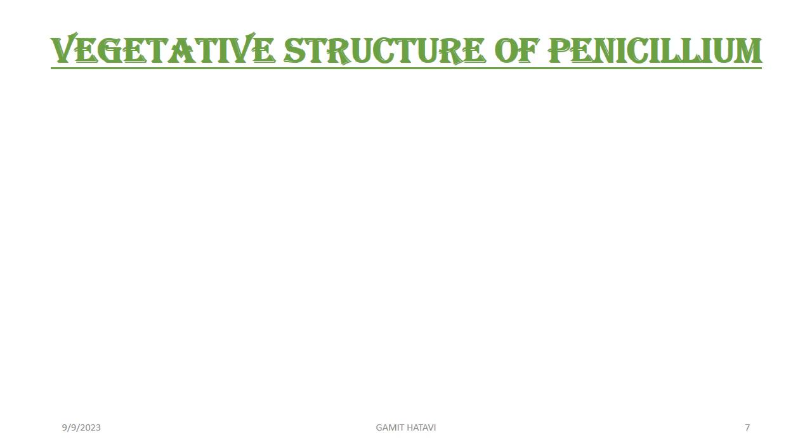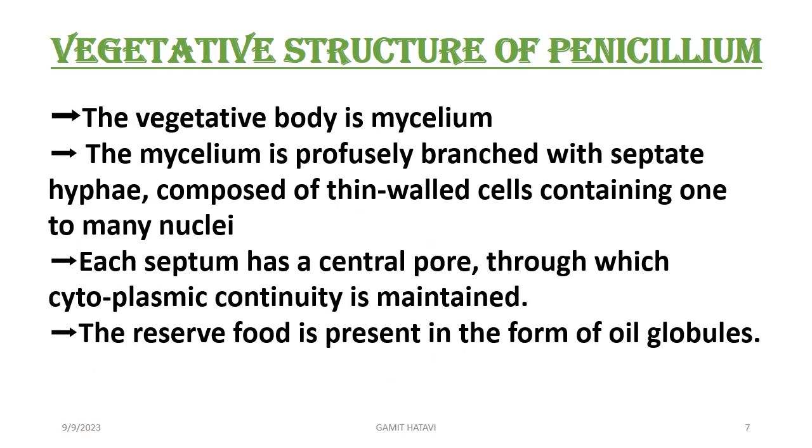Vegetative structure of Penicillium. The vegetative body is mycelial. The mycelium is profusely branched with septate hyphae, composed of thin-walled cells containing one to many nuclei. Each septum has a central pore through which cytoplasmic continuity is maintained. The reserve food is present in the form of oil globules.